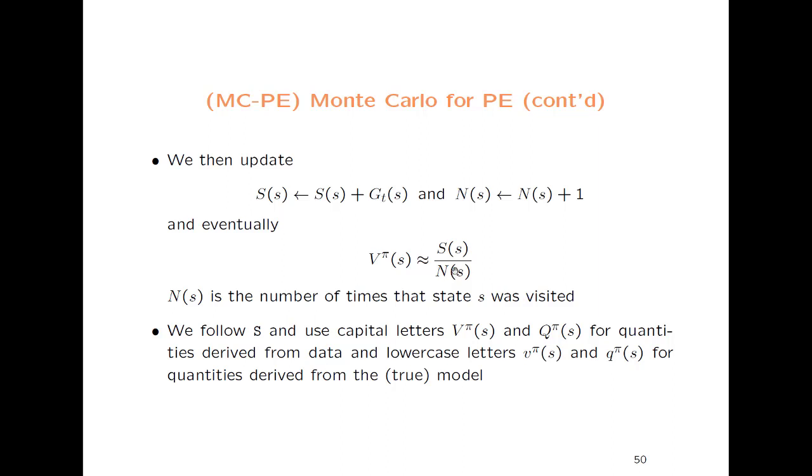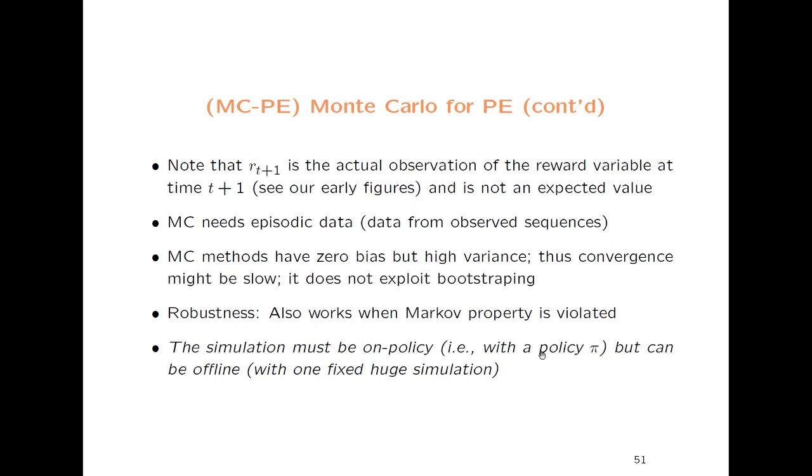And we are using these capital letters, and we're following also Silver here, for quantities derived from data, and lowercase letters as before, the V and Q, for quantities derived from the true model. I mean, it's almost the same, but maybe this distinction makes sense and is sometimes important. Yeah, so the small r_{t+1} is the actually observed reward at t plus 1.